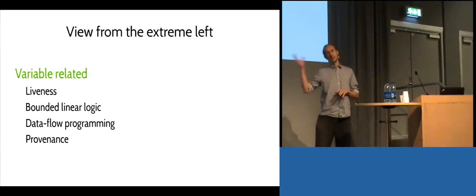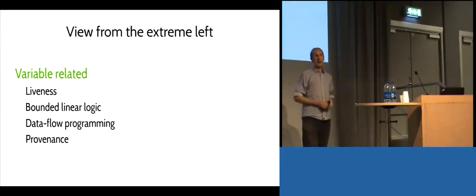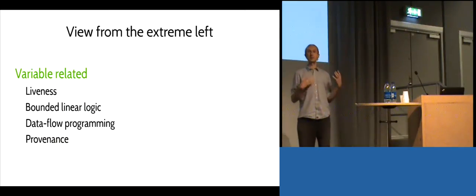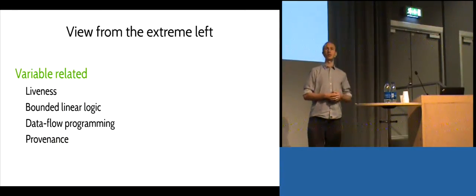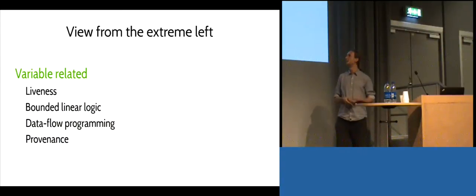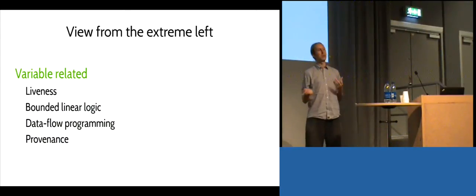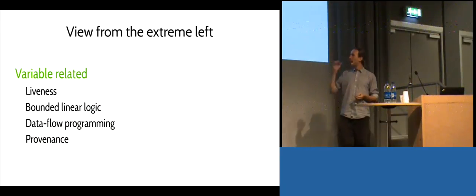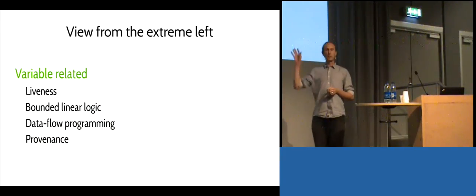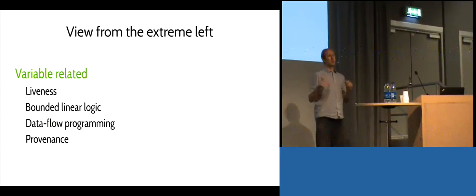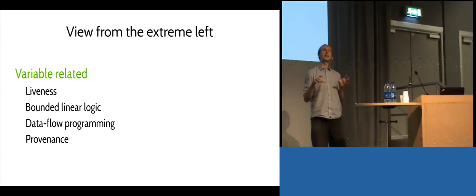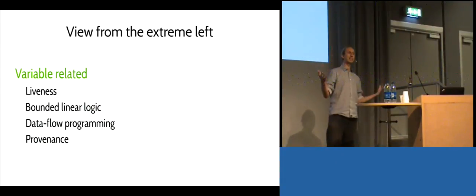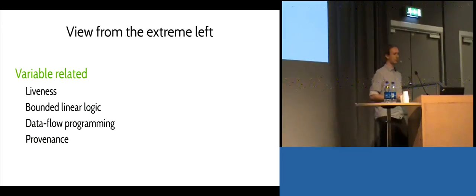And in the paper, we are actually looking at two different kinds. One kind is related to variables, so related to the gamma itself, to what variables you're using and how you're using them. Things like variable liveness, where you're tracking whether a variable is used or not. That's one example. I'll have an example that uses bounded linear logic, which is a system that's tracking how many times you are accessing a variable when you run your program. So if you say x plus x, you're accessing the variable twice.